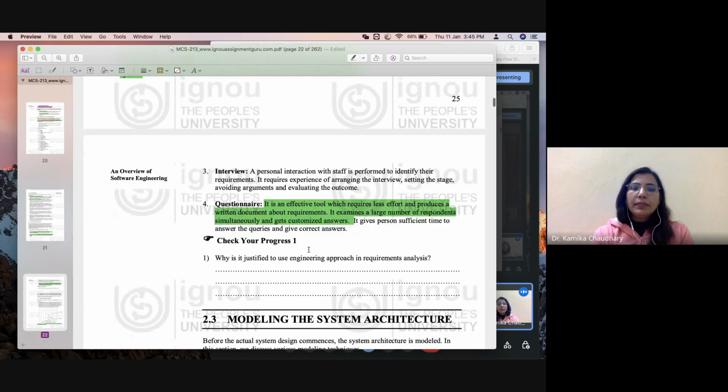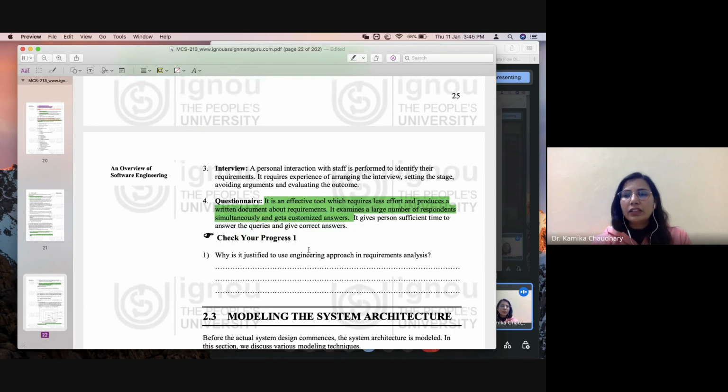Then the next tool will be the interview. Obviously, there will be an interaction with the staff in order to identify the requirements. It requires the experience of arranging the interviews, setting the stages, avoiding the arguments, and evaluating the outcomes, right? So the development team conducts the interview in order to understand the brainstorming part. You're just giving the problem to the person sitting in front of you and expecting that person's perspective about that particular problem. So that happens in the interview. That is what interview is all about.